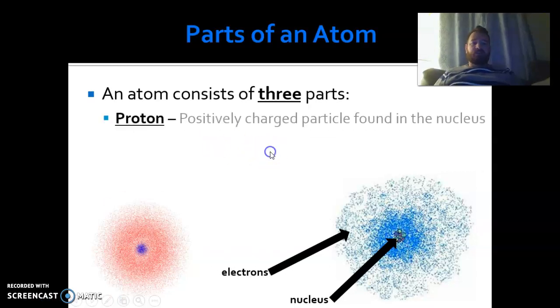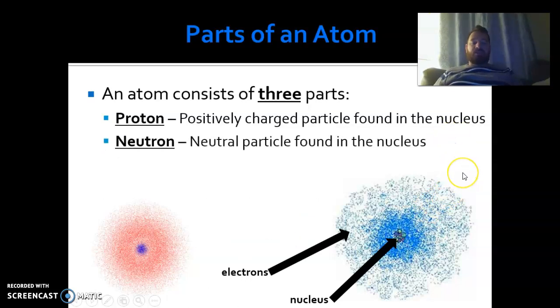a proton. A proton is the positively charged particle found in the nucleus. Our nucleus is the center of the atom, and that's where we find almost 100% of the mass of our atom. The neutron is the neutral particle found in the nucleus. These neutrons basically act as a glue holding the protons together in the nucleus.